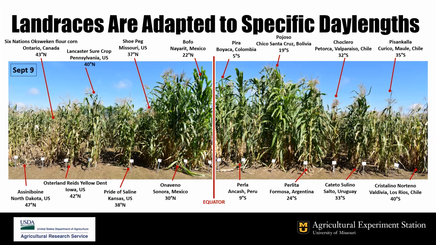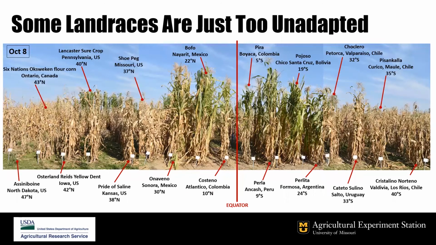This is the exact same picture. The first picture was taken in the middle of September. This picture was taken on October 8th. And you can see we're farther along in the season and most of the corn is drying down. But those landraces that are adapted to the more equatorial regions are much later. And you can see that there are very many signs of unadaptedness. Many of them are too late.